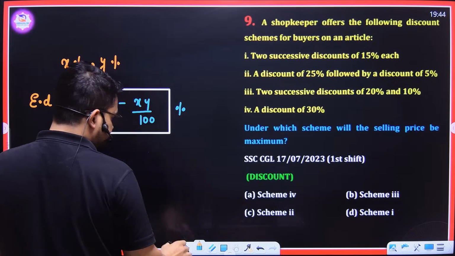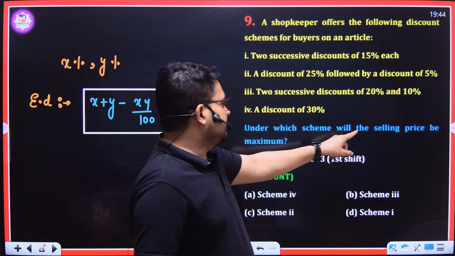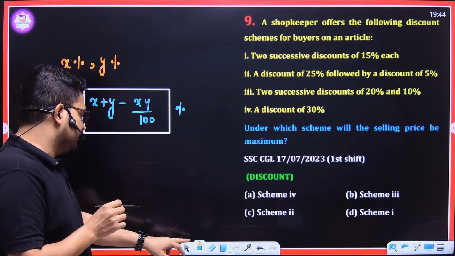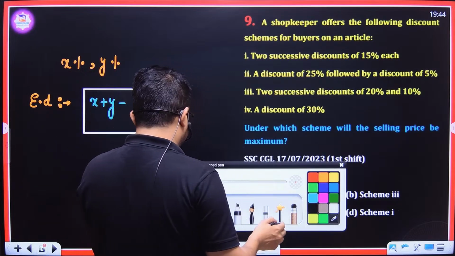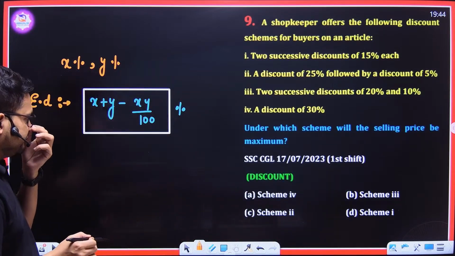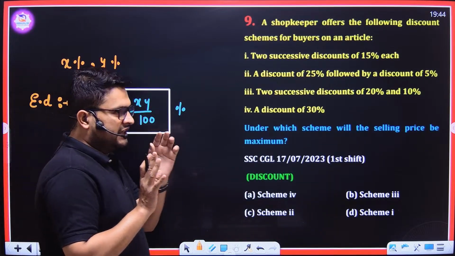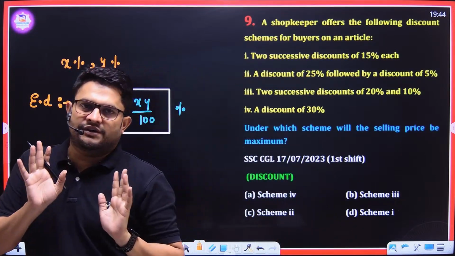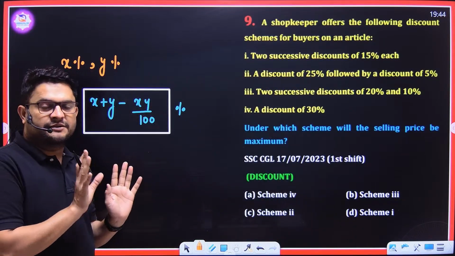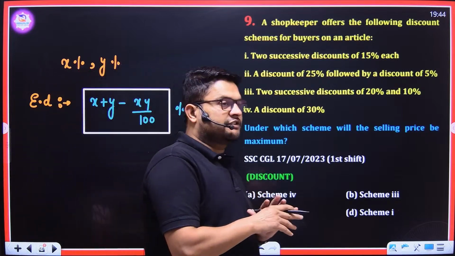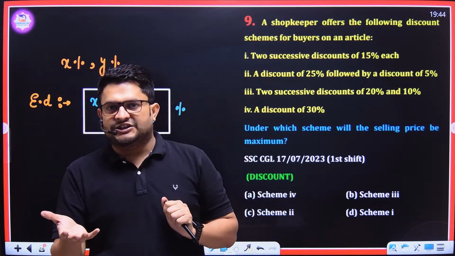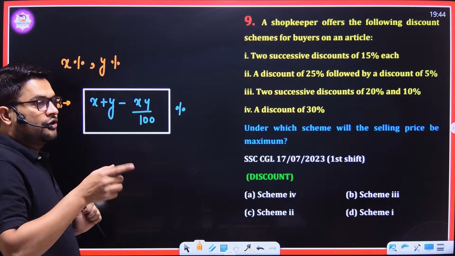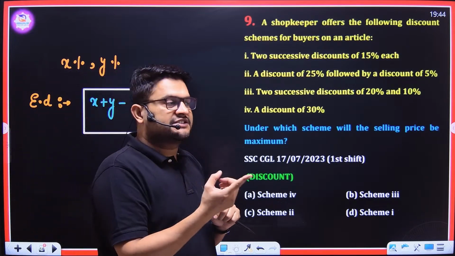See, under which scheme will the selling price be maximum? Selling price is maximum when the discount is minimum. Suppose the MRP of a shirt is rupees 100, and you are getting a 20% discount, then you will be charged 80 for it. It means the selling price is 80. And if someone gives you a 15% discount, then the SP is 85. The 85 is higher than 80. It means the lower the discount, the higher the selling price.